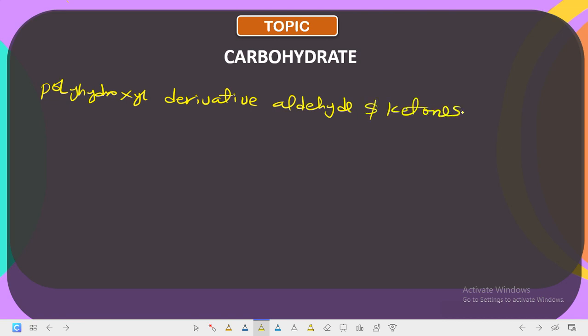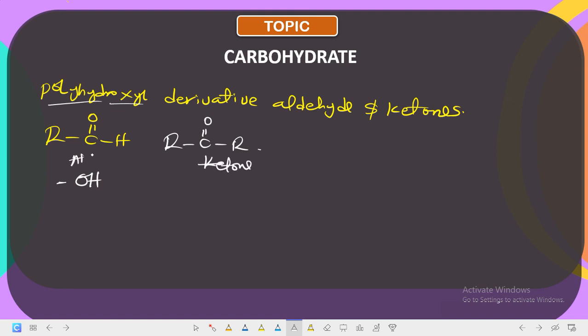Now, one is the aldehyde functional group. The aldehyde functional group is R-C double bond O-H, and the ketone functional group is R-C double bond O with another R. Are we getting it? So all carbohydrates have three major functional groups. We have the hydroxy, that is why I say polyhydroxy derivative of aldehydes and ketones. We have the hydroxy functional group, the OH, the ketone functional group, and then the aldehyde functional group.